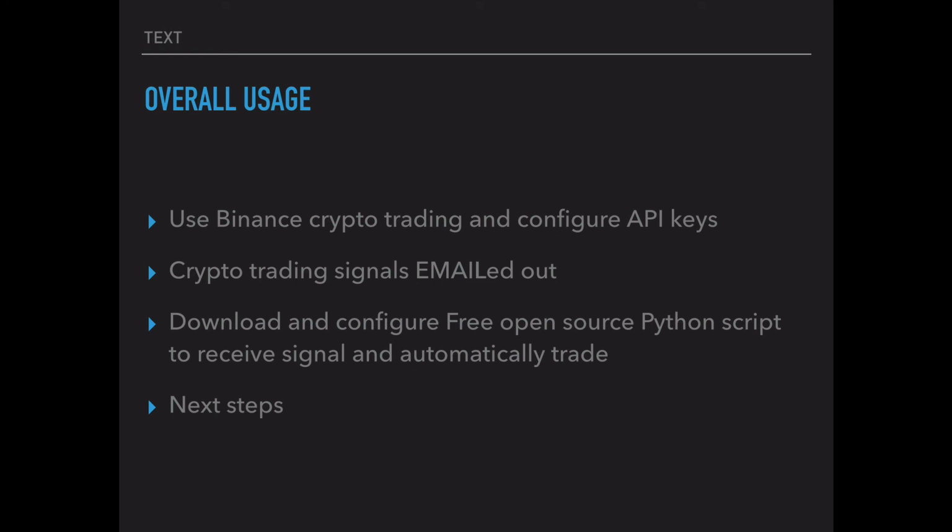So let me do a recap, because this is probably a pretty mouthful for a lot of people that are new to this. So essentially, I would strongly recommend you use Binance for crypto trading. That's where the data comes from. It's the largest exchange in the world, probably the most transparent as well. On top of that, there will be a step where you will need to download and configure API keys, which I'll go into in the script. I just showed you the crypto trading signals that get emailed out, the format for that. And also, what we need to worry about is downloading and configuring this open source Python script that I'll enable you to use so you can receive the signals and then automatically trade from that.